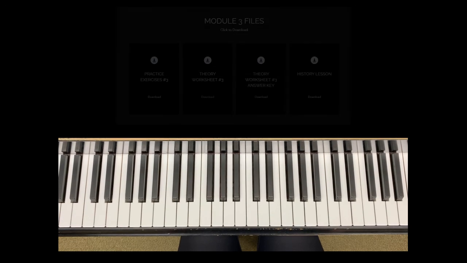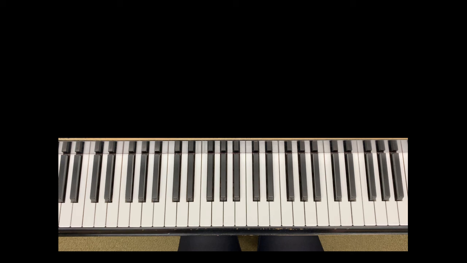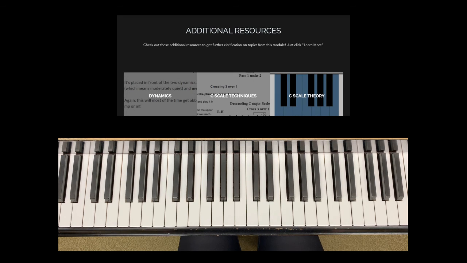As always, remember to practice the post-video exercises, complete the theory worksheet, and learn a little more about Mozart before moving on to the next module. You can always check out the additional resources I've linked below for more help with understanding dynamics and the techniques used to play the C scale.